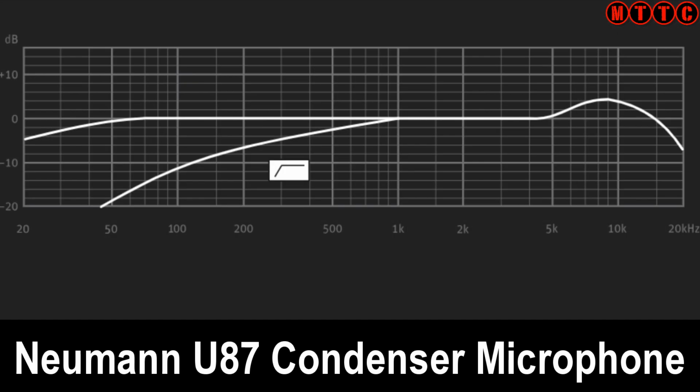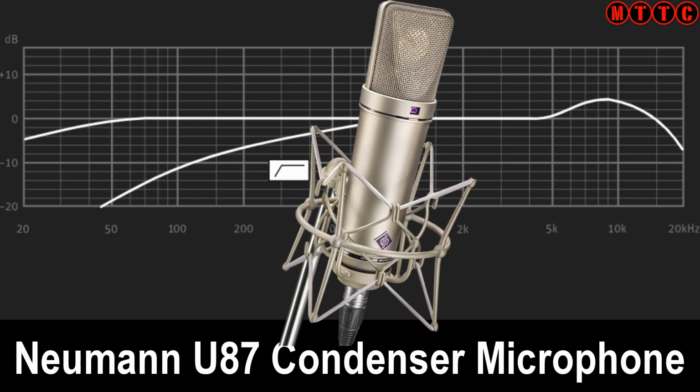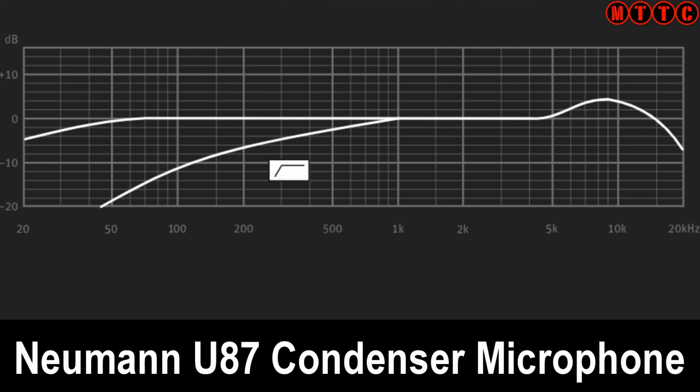Now let's go across to another classic. This here is the Neumann U87 vocal condenser, and this one again is in cardioid pickup pattern. Now, as you can see, there are two lines here in the graph. We've got this one down the bottom here, which represents the microphone's frequency response when the bass roll-off switch is engaged, and this line here is for normal operation.